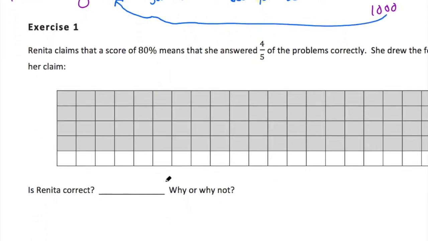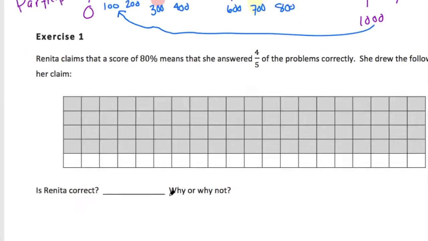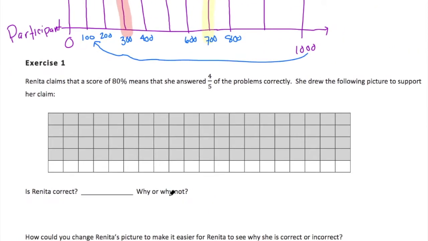Exercise 1 is another visual for showing percentages and fractions. So Renata claims that she got 80% correct, which she says is 4/5 of the problems. So there's 20 squares this way and 5 rows this way, so there are 100 squares. So I'm going to number those 1 through 5. So there's a total of 80 shaded squares out of 100 squares. So that does kind of confirm our 80%. So yes, we think Renata is correct.